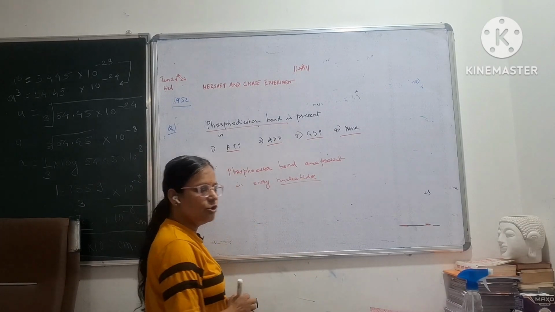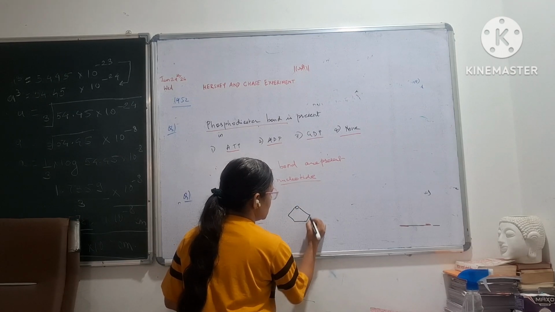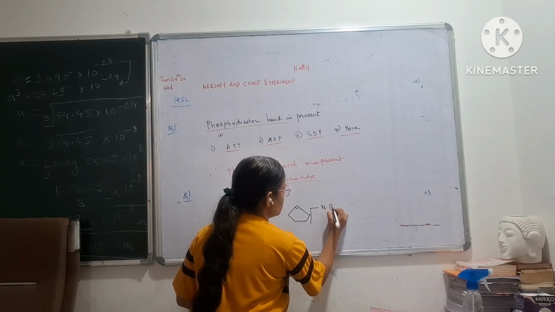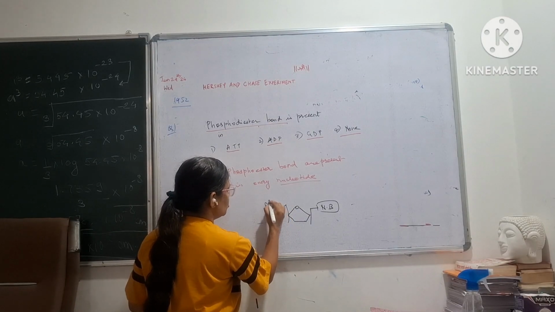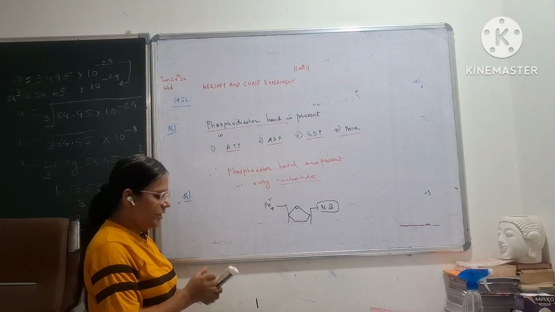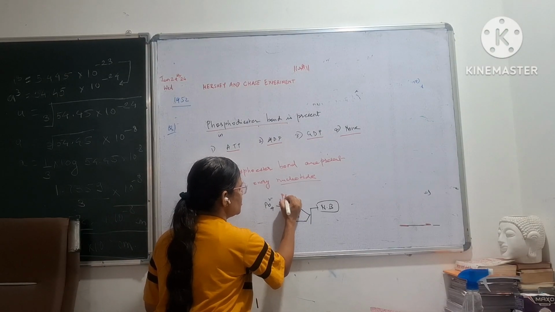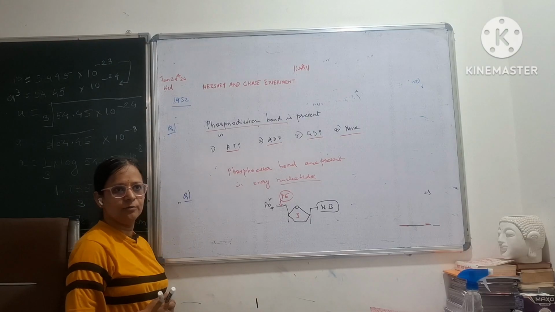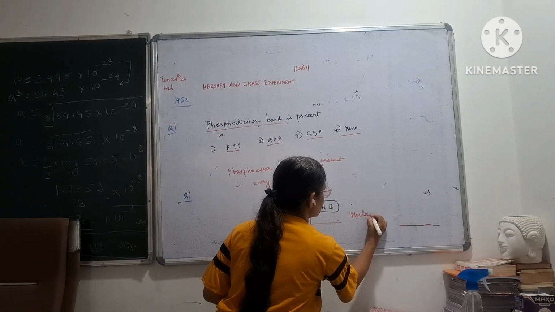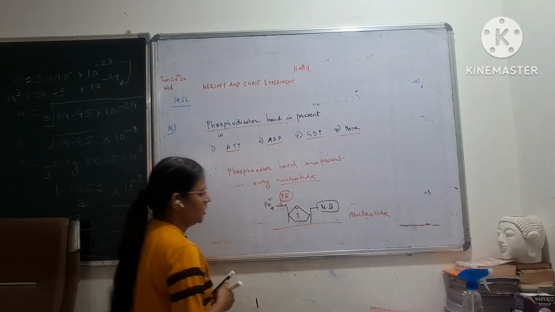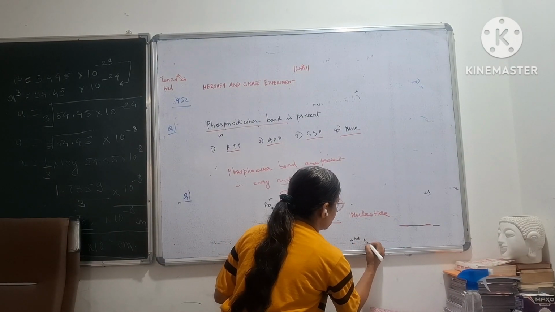So what is one nucleotide? We know that you have a sugar like this, you have a nitrogen base over here, and you have a phosphate attached over here. So the bond between sugar and phosphate is called a phosphoester bond, right? So this is your one nucleotide. Similarly, you will have another nucleotide over here, the second nucleotide.